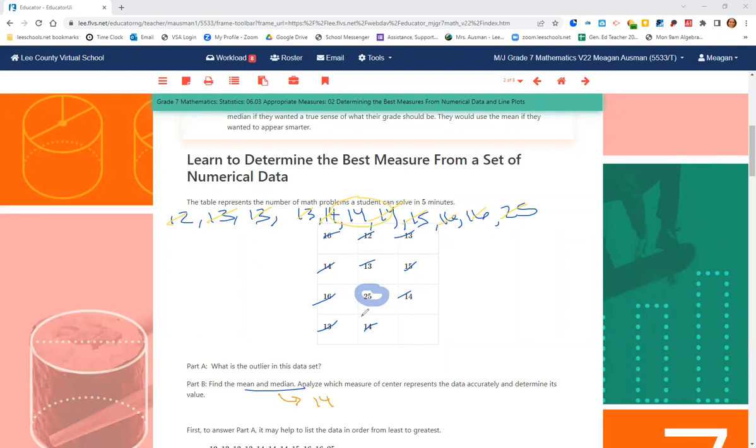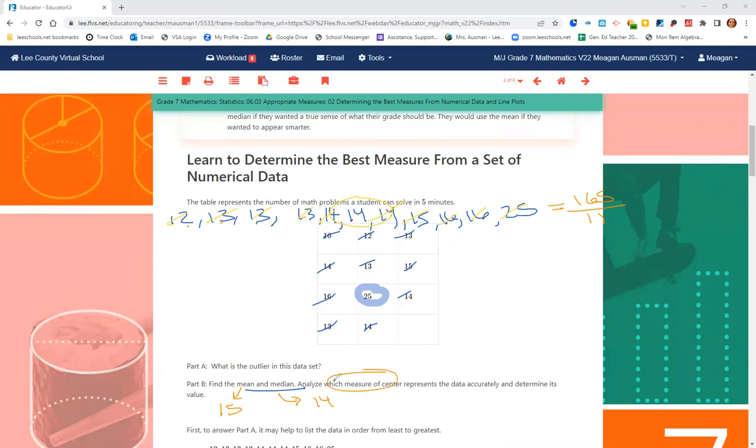Now let's take out our calculators and add, to find the mean, we're going to add all the numbers together. So 12 plus 13 plus 13 plus 13 plus 14 plus 14 plus 14 plus 15 plus 16 plus 16 plus 25 gives us 165. So we're adding up all the numbers, we get 165. And there are 11 numbers. So 165 divided by 11 gives us a mean of 15. So the median is 14, the mean is 15. And these are the measures of center.